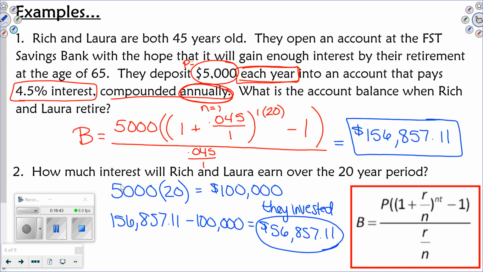Yes? Yeah, that's part of your exponent is n times t. Yep, n times t. Yeah, the n is on there actually 3 times. Yeah. It should be the same.